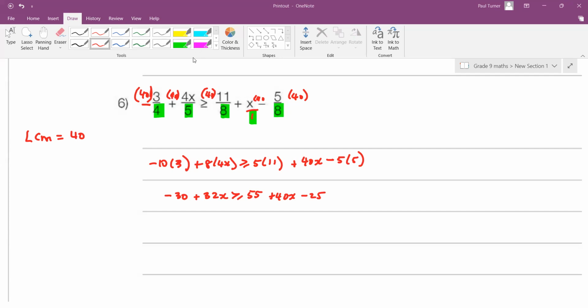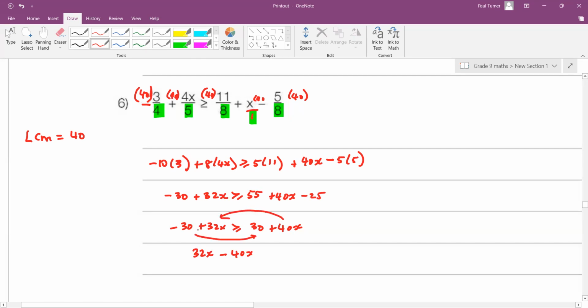So we'll have minus 30 plus 32x greater than or equal to 55 minus 25 is 30, plus 40x. So put your x's on the other side. So 32x minus 40x. Just move this across and bring your minus 30 here. 30 plus 30 is 60. So 32 minus 40 is minus 8x greater than or equal to 60. Okay, and then we divide by negative 8 there. Cancel that. So x would be less than or equal to 60 on 8.